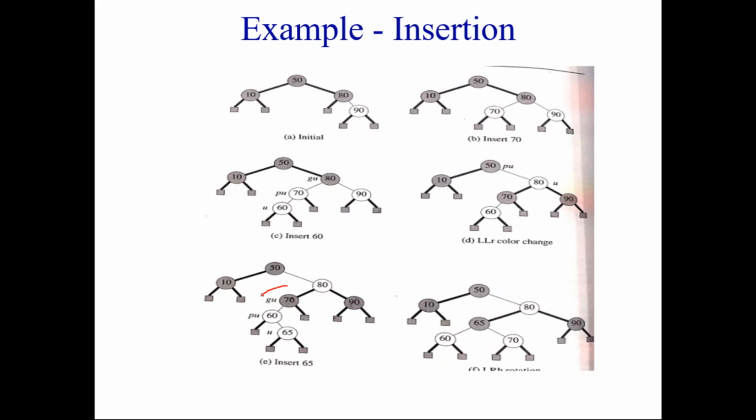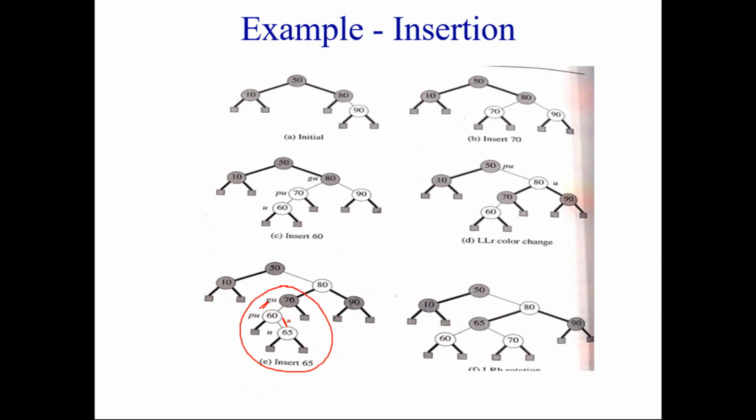For example, you take this. This is an example of LR rotation. This is an example for LR imbalance. Here you can see the parent is the left child of the grandparent, and the new node is the right child of the parent. So this is a case for LR.